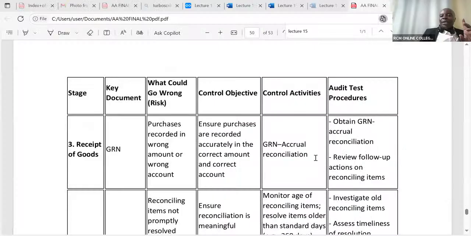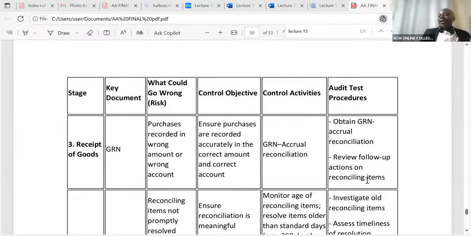The open cases are areas that were not matching. Was the CFO able to follow through to see whether everything was reconciled, and what duration did it take? Ladies and gentlemen, I'm almost finishing. I promised you 30 minutes. So in this case, review follow-up actions on reconciling or non-reconciling items.